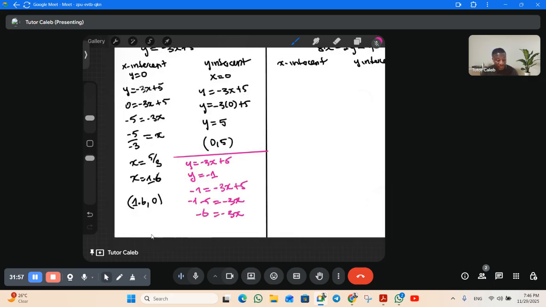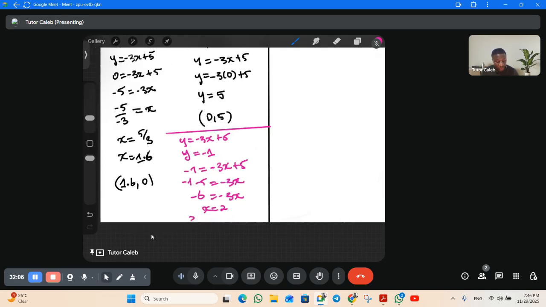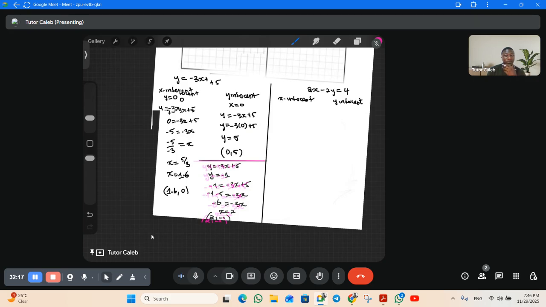And when I simplify this, negative 6 divided by negative 3 gives me x equals 2. This means that when x equals 2, y will give you minus 1. And this is another point on the line y equals negative 3x plus 5. Why was I trying to find another point?